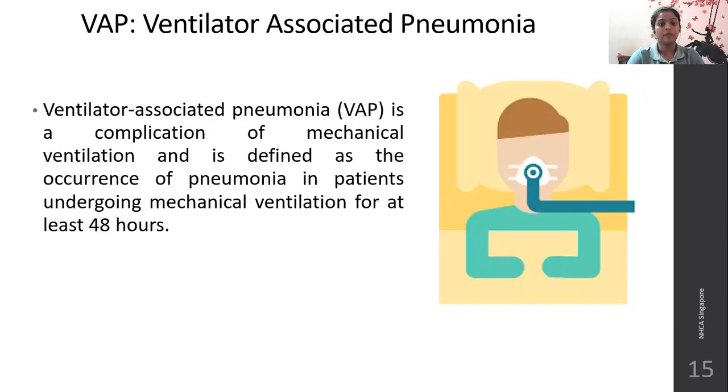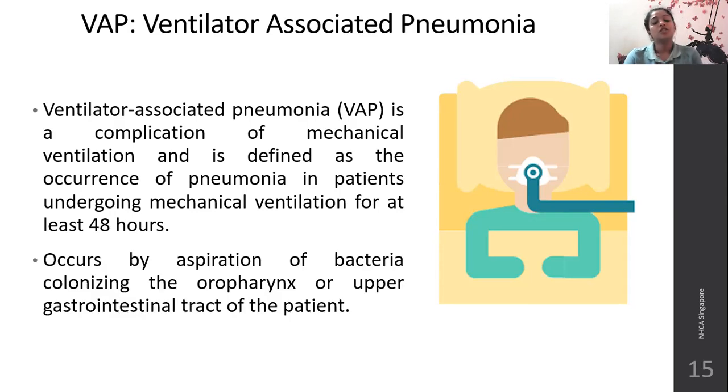Ventilator-associated pneumonia. Ventilator-associated pneumonia is a complication of mechanical ventilation and is defined as the occurrence of pneumonia in a patient undergoing mechanical ventilation for at least 48 hours. So once a patient has been put on a ventilator, after 48 hours, the patient starts showing the symptoms of pneumonia, which means that the patient has now contracted ventilator-associated pneumonia, which is a healthcare-associated infection.